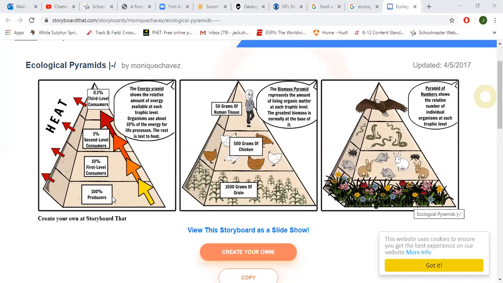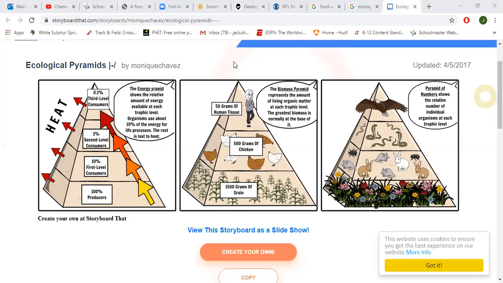And so these pyramids pretty much control everything we've got going on, all right? Whether it's numbers, total mass, or the energy, and they're all connected, okay? The reason we can only make so much mass and the reason that there's only so many organisms per level is due to the amount of energy that makes up each level, okay?